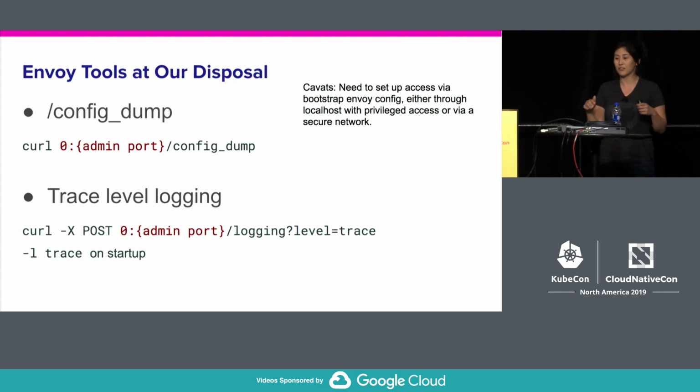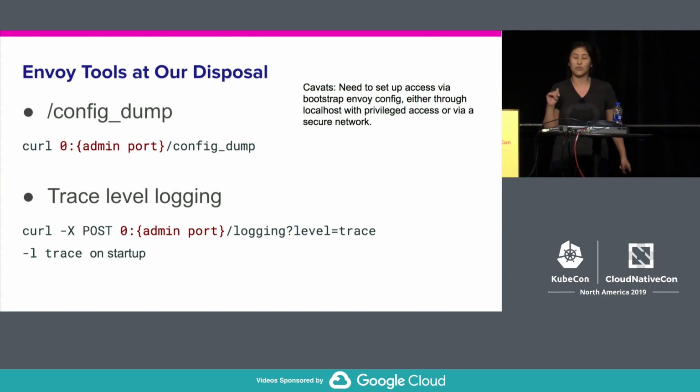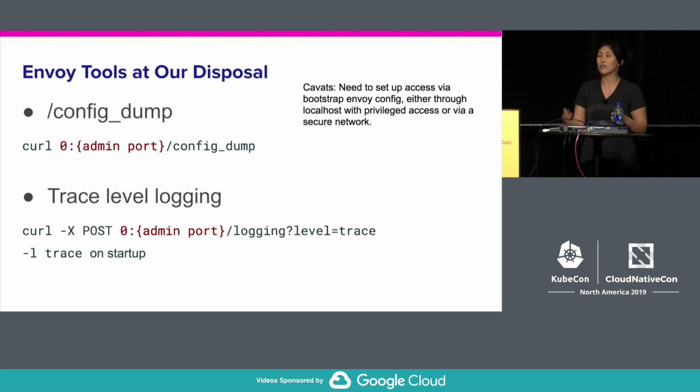Either you can turn it on dynamically via curling the admin endpoint, or do a command line argument on startup and set -l trace, and that will give you all the trace level logging when you're starting up Envoy.